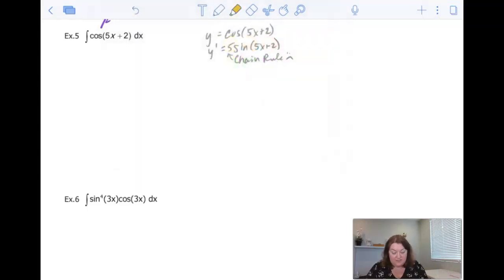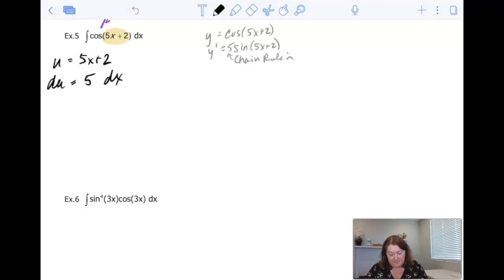So I'm just going to pick the thing that is making this difficult. If it was just cosine of x, I could do it. So then that's what our u substitution is going to be: 5x plus 2. Take the derivative of the left, take the derivative of the right. Do we have everything we need in order to convert it?